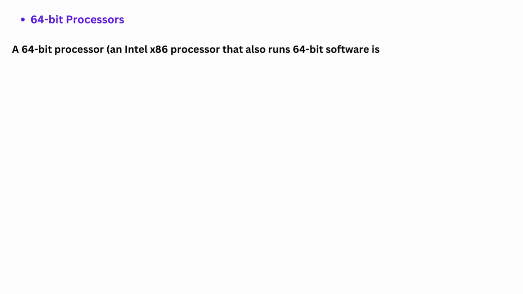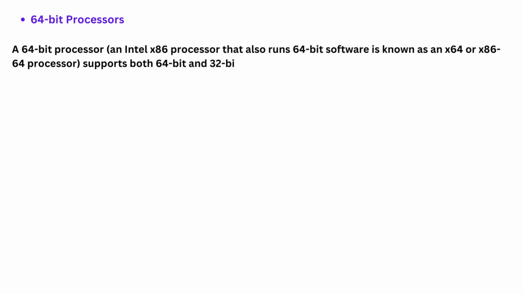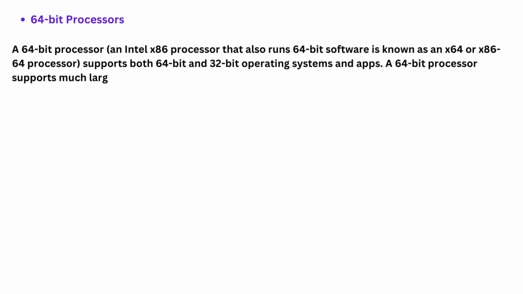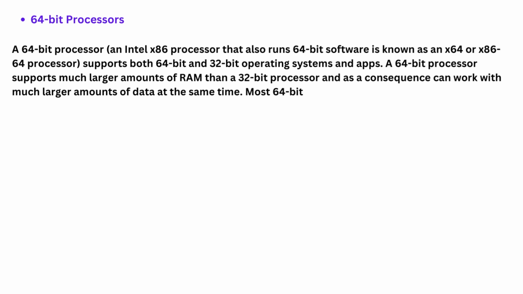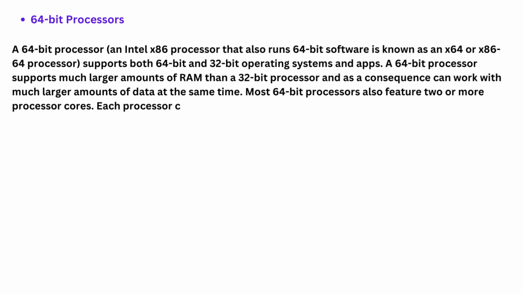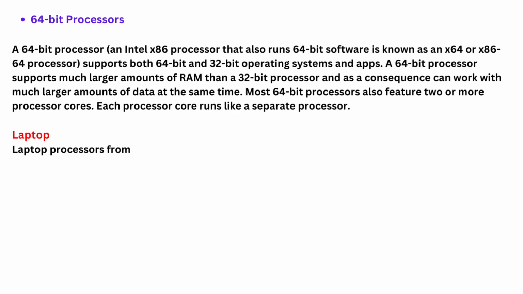64-bit processors. A 64-bit processor, an Intel x86 processor that also runs 64-bit software, is known as an x64 or x86-64 processor, and supports both 64-bit and 32-bit operating systems and apps. A 64-bit processor supports much larger amounts of RAM than a 32-bit processor and as a consequence can work with much larger amounts of data at the same time. Most 64-bit processors also feature 2 or more processor cores. Each processor core runs like a separate processor.